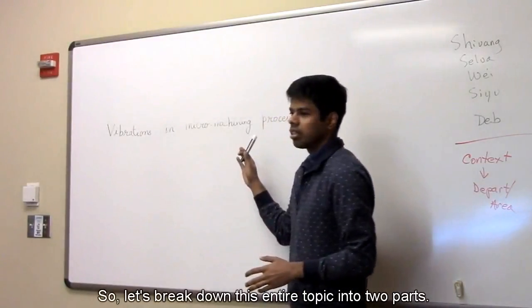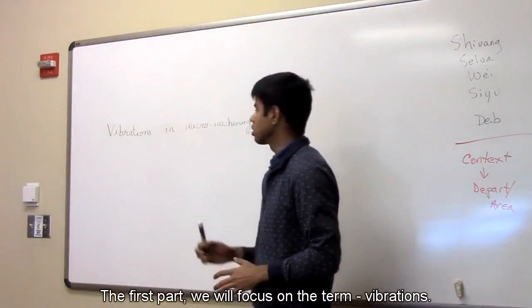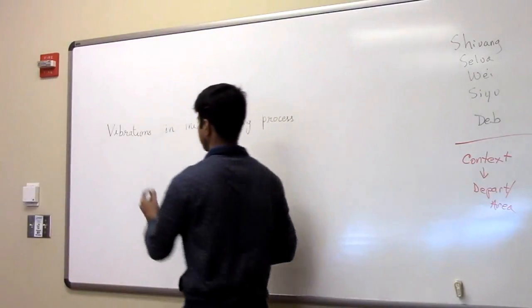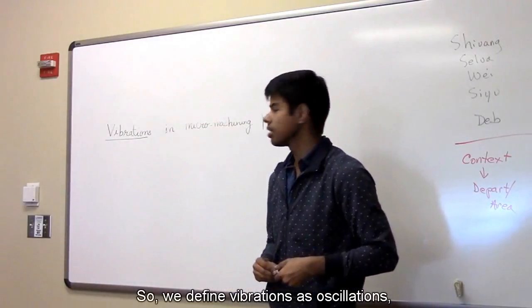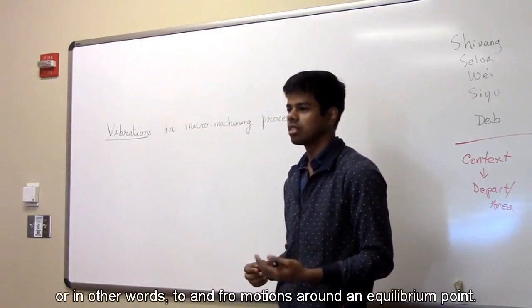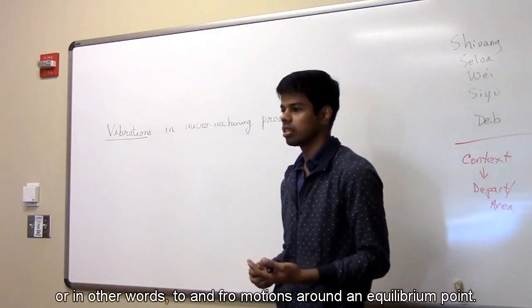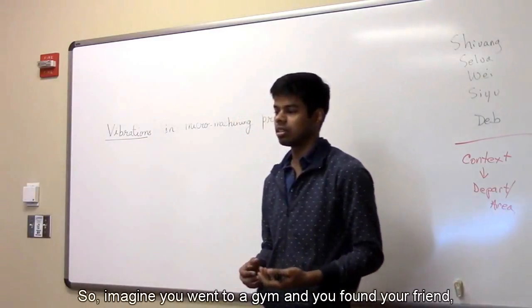So let's break down this entire topic into two parts. The first part will focus on the term vibrations. We define vibrations as oscillations, or in other words, to and fro motions around an equilibrium point. Let's try to understand this definition by using an analogy.